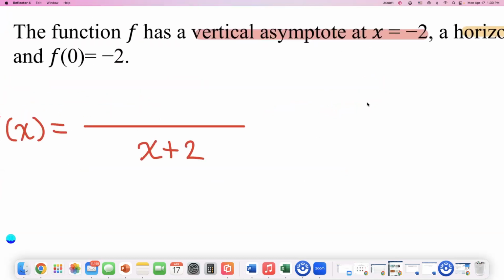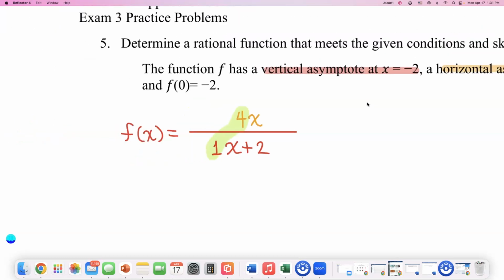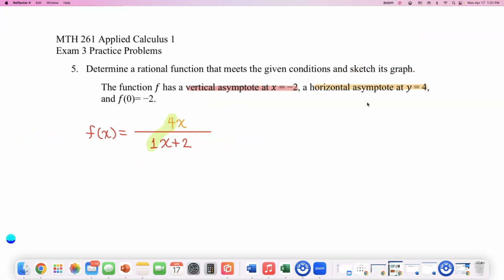How about I just say 4x on top of the fraction? Because now take a look. The number in front of this x is 1. So if I take the ratio of these leading coefficients, notice how 4 divided by 1, 4 over 1 is 4, right? So by just putting 4x on top, I met the second condition.